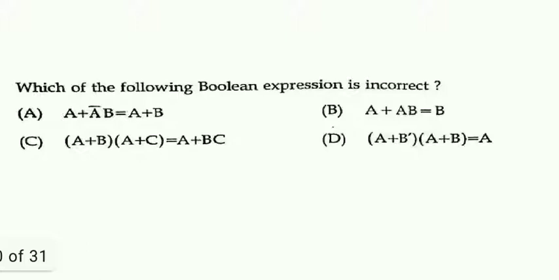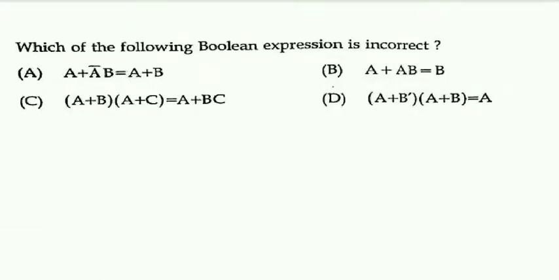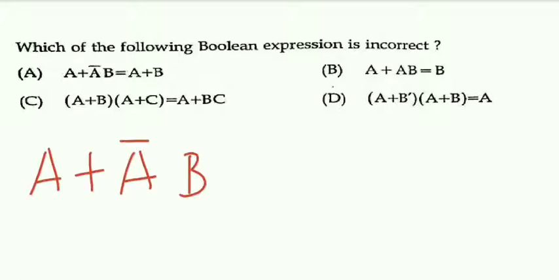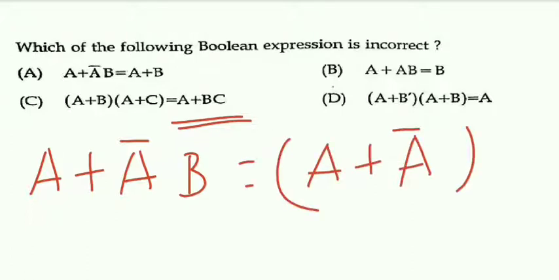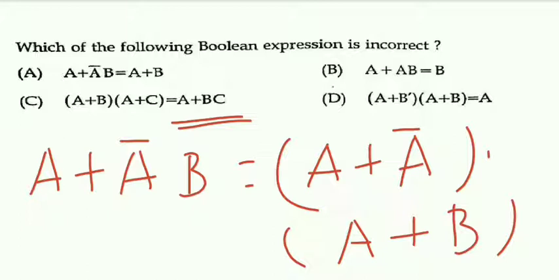Next one, which of the following Boolean expressions is incorrect? Okay, we know that a plus a bar b, so simply you can use the a plus bc formula. A plus bc is equal to a plus b into a plus c. So a plus a bar you consider as c, a plus b. So a plus a bar is 1, a plus b, so this is the right answer. This is a correct expression. A plus b into a plus c is also equal to a plus bc, that is also a right answer. So a and c are right only, but what they ask is the wrong answer.